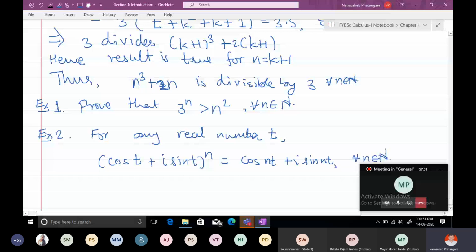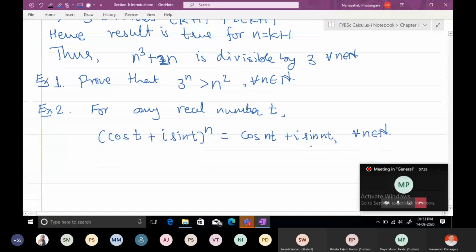This is also true, and this is something you can do by applying some other properties of sine and cos, but here certainly you need to use induction. For any t, it doesn't matter, you fix any real number and then this comes out to be true for every natural number, right? So you try to prove this. This is not really difficult, correct?